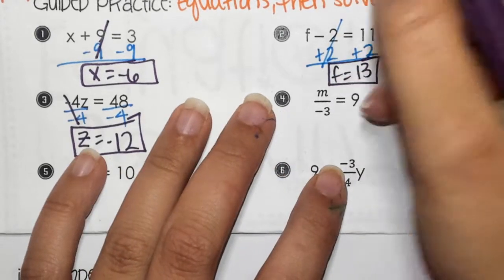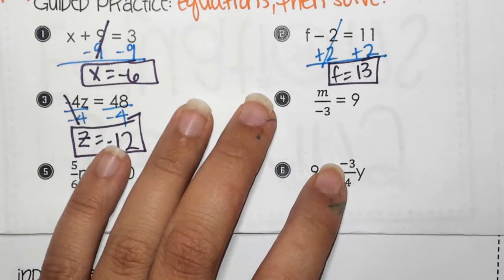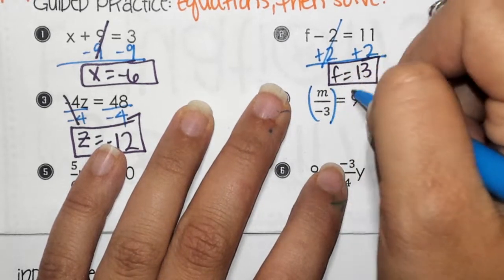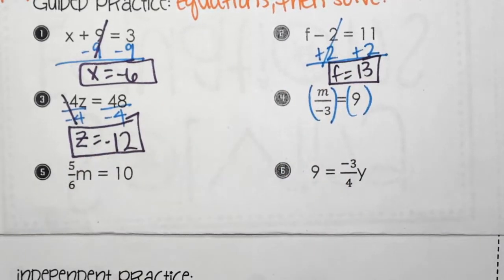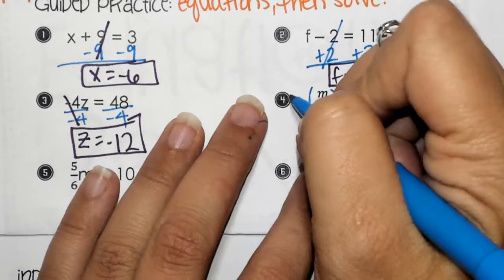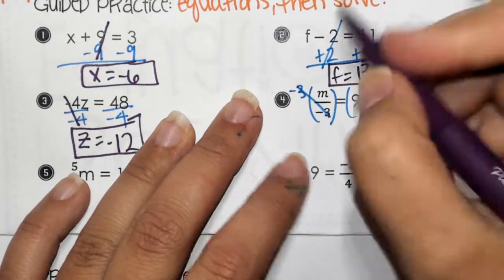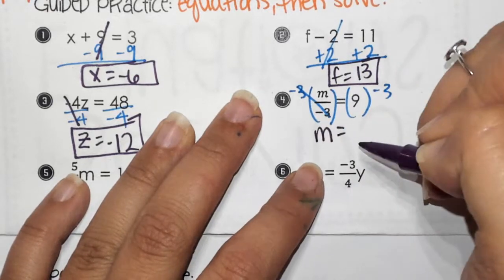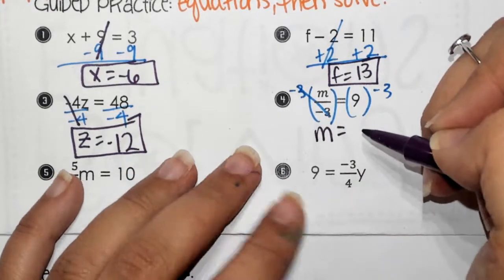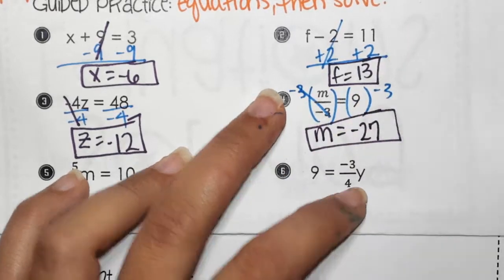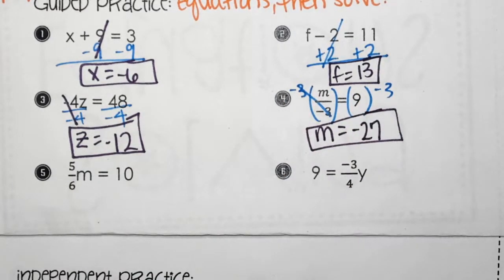Thank you. All right. So we get rid of a fraction by multiplying. And are we going to multiply by positive 3 or negative 3? Negative 3. Take a point if you said negative 3. And what's 9 times negative 3? Negative 27. Boom, we're done with those.